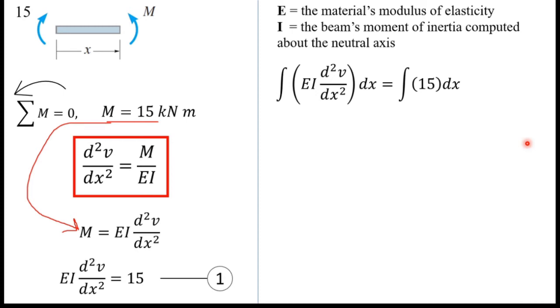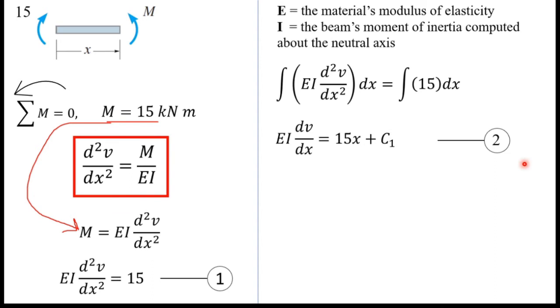If I integrate this, I will have this equation: EI times dv over dx equals 15 times x plus c1. So this is an indefinite integration, therefore I have to put a constant. So I put c1 as the constant, and I will label this equation as equation 2.